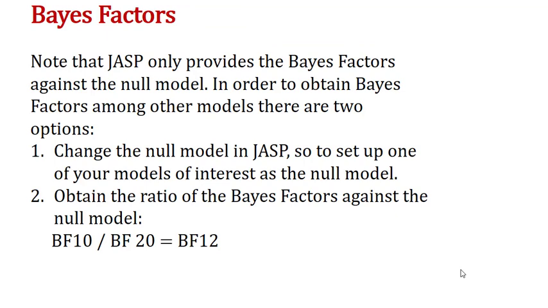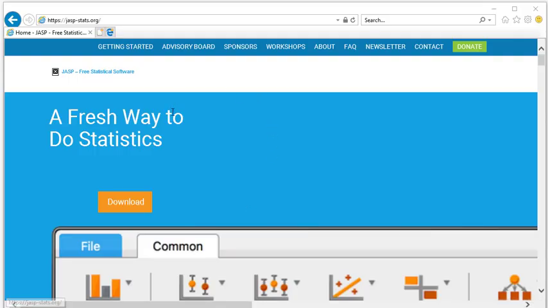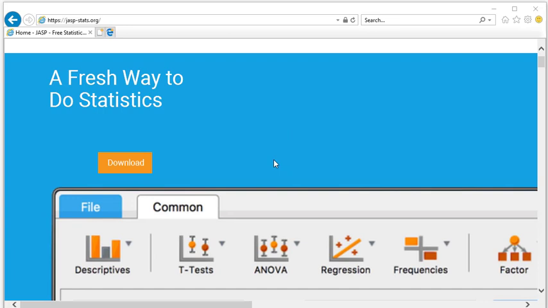Okay, so I think this is a good time to show you JASP. This is the website where you can download JASP for free. JASP is software, and the reason why I chose it is because it's free, one of the main reasons. The other is because it allows calculation of a lot of Bayesian analysis in a very, very easy way.